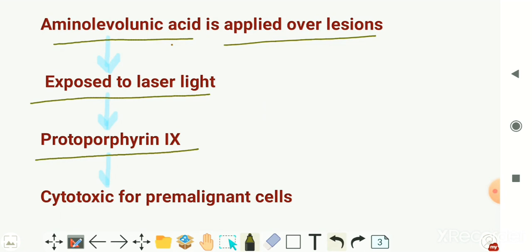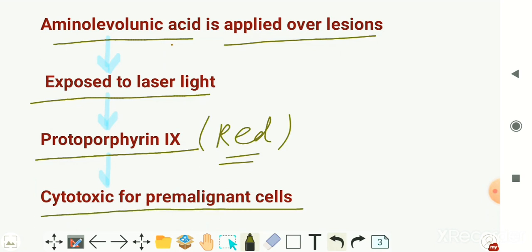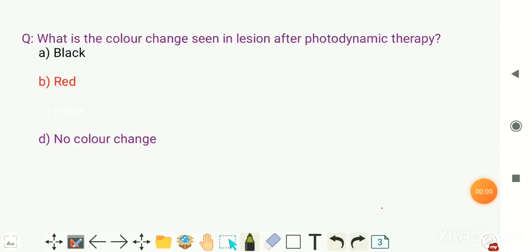Remember one thing, that this protoporphyrin 9 is responsible for the red color of lesions, and the accumulated protoporphyrin 9 is cytotoxic for pre-malignant cells. As we know, in actinic keratosis, there is the presence of pre-malignant cells. That's why for the treatment of actinic keratosis, we give photodynamic therapy, because this protoporphyrin is cytotoxic for pre-malignant cells.